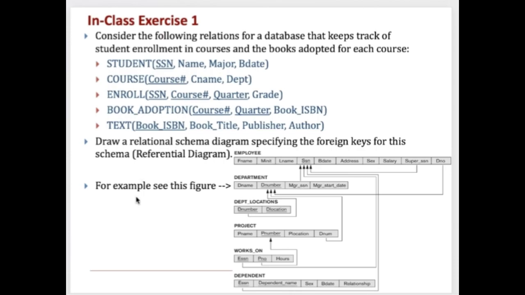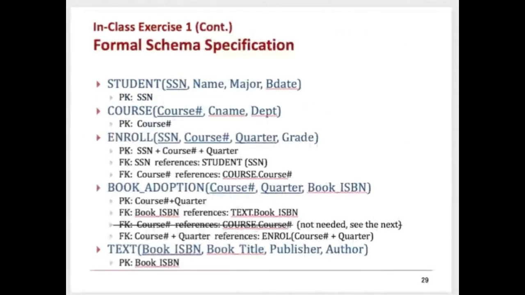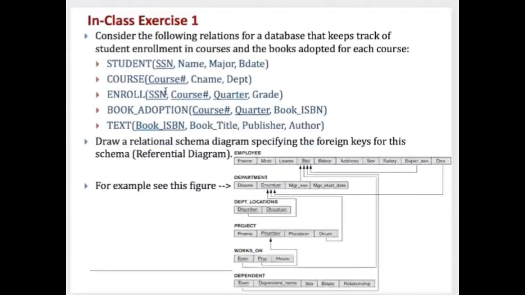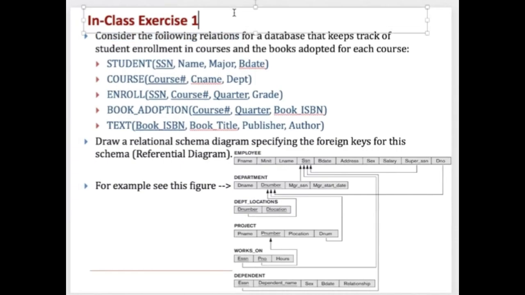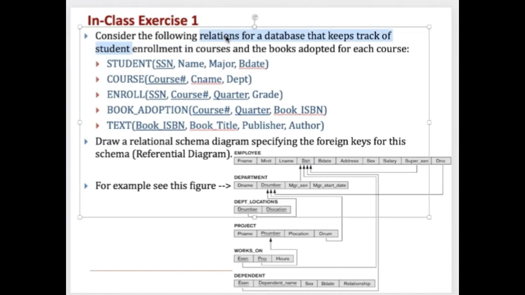Now it is time for us to do some class exercise. Okay, our class exercise is, yeah, we are doing a class exercise now. Please, all of you, read with me. All of you, please consider the following. Whatever we have learned so far, we are going to practice it now. Consider the following relations for a database that keeps the track of student enrollment in courses and the books they adopted for each course. Yani the book they got from library or department or something.